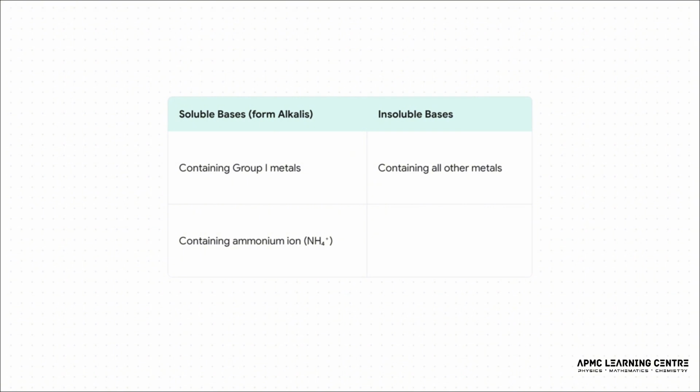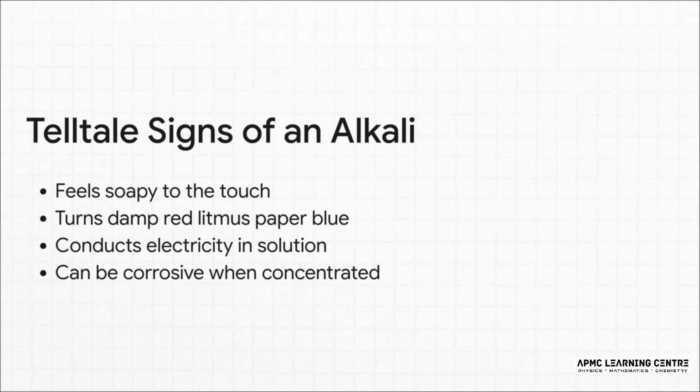If you want to know if a base is soluble, you just have to look at what metal is in it. If it's a group 1 metal, like lithium, sodium, all those guys in the first column of the periodic table, it's soluble. Same goes if it has the ammonium ion. If it has one of those, it'll dissolve and, you guessed it, become an alkali. Just about every other metal oxide? Nope, insoluble. So once you've got an alkali, there are a few telltale signs.